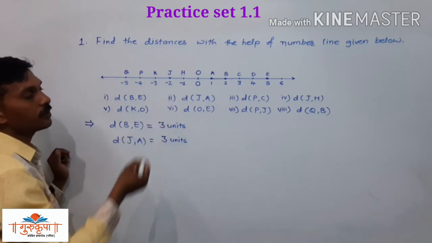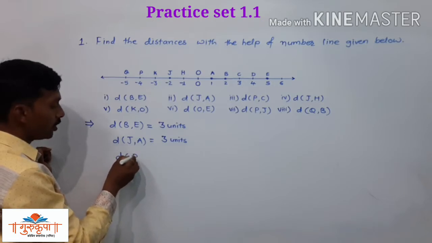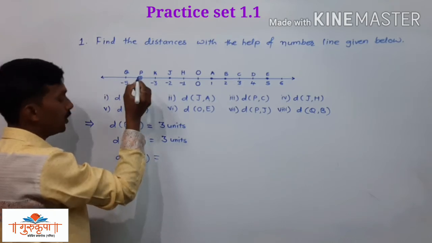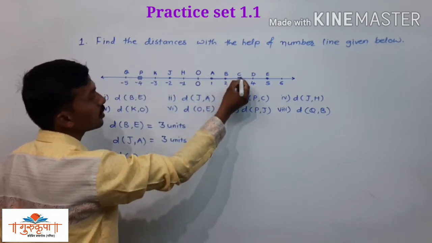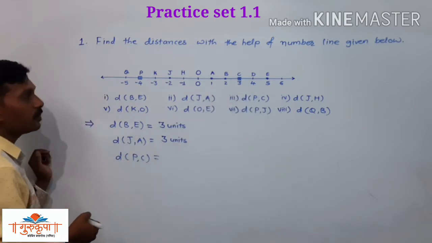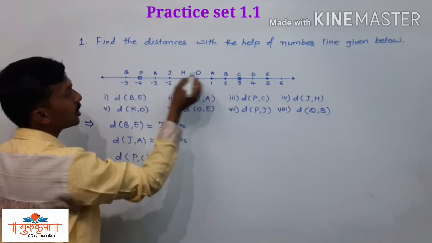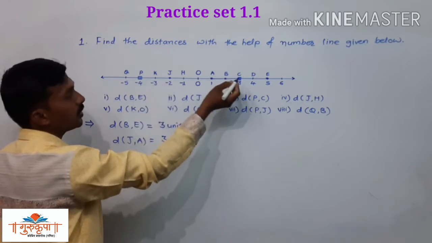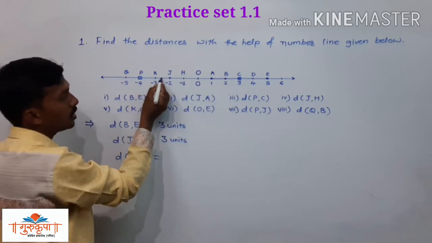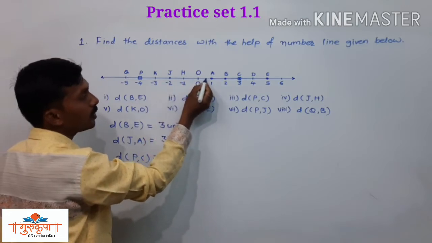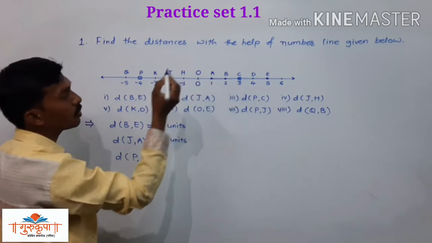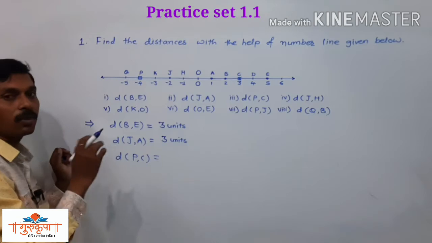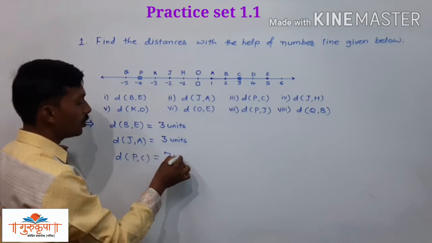Then the third distance to find is distance PC. See where the point P is. Here we have point P and point C is here. Now we have to calculate the distance PC. PC is divided into how many parts? First part, second part, third, fourth, fifth, sixth and this is the seventh part. So PC is equal to 7 units. Distance PC is divided into 7 equal parts, hence PC is equal to 7 units.